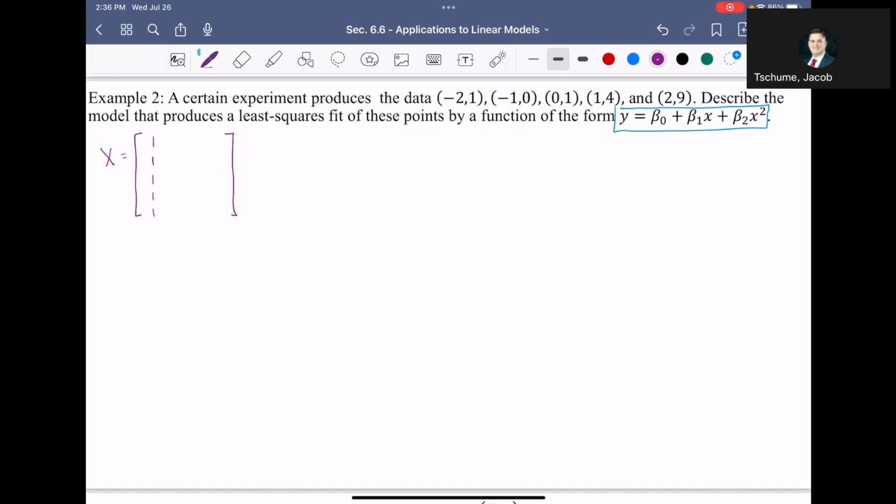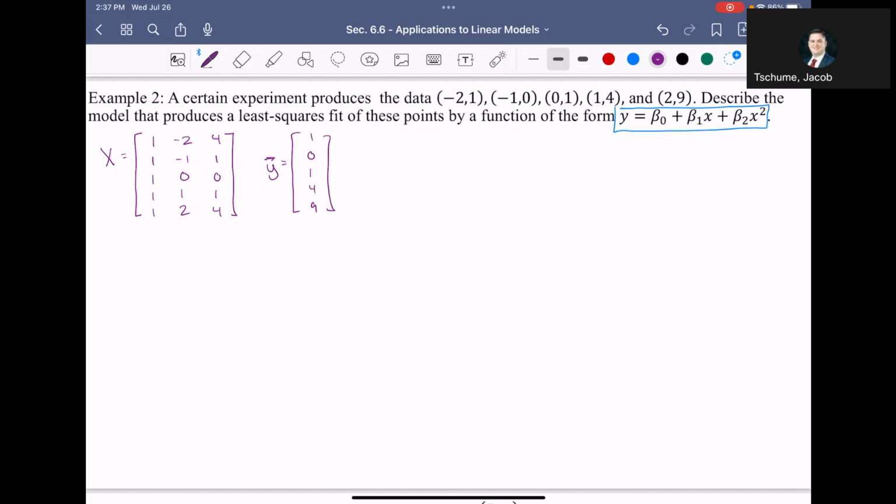The variable of beta 1 is x, so I'm going to list the 5 x values down the middle column. That's -2, -1, 0, 1, 2. And then beta 2 has a variable of x squared, so you're going to square your 5 x values from the data points to get that column. That would be 4, 1, 0, 1, 4. And then right next to it, we can say that our observed value y vector is going to be the y values 1, 0, 1, 4, 9.